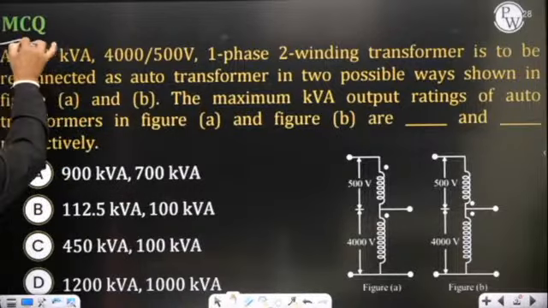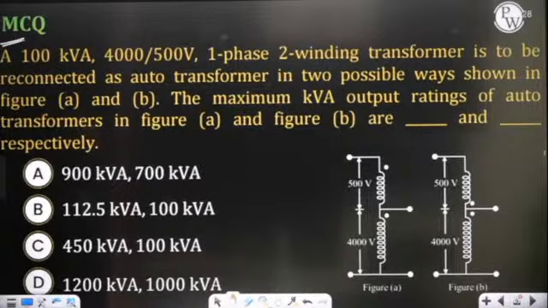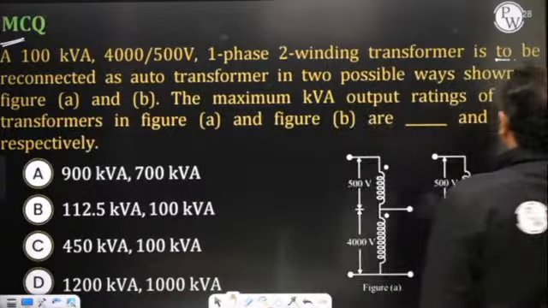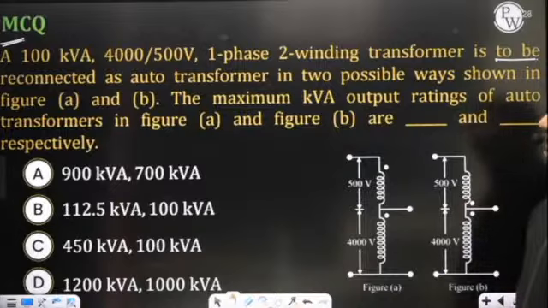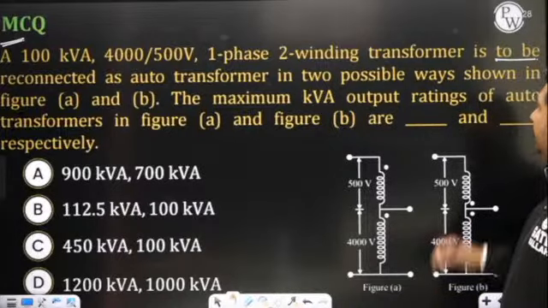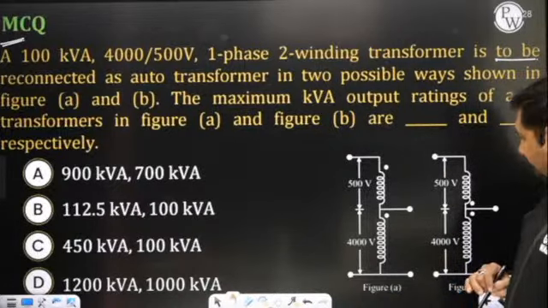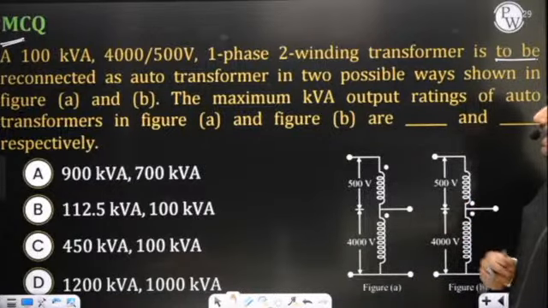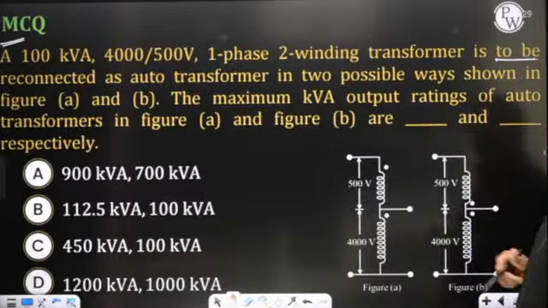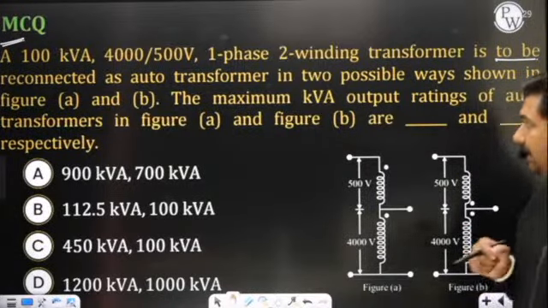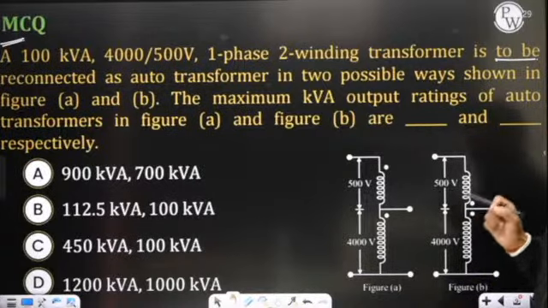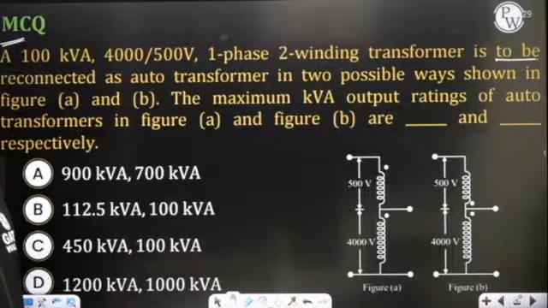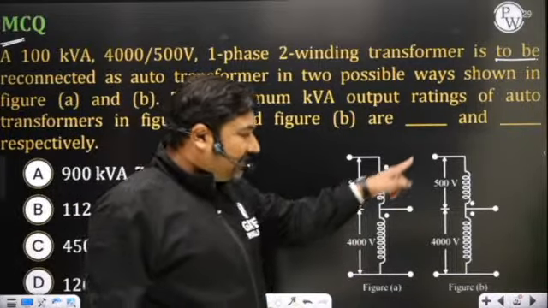Now please observe here. A 100 kVA, 4000 by 500 volt single phase 2 winding transformer is to be reconnected as an auto transformer in two possible ways, Figure A and Figure B. Shown in Figures A and B, the maximum kVA output ratings of the transformer in Figures A and B are dash and dash respectively. Hoping you are able to see the figures.